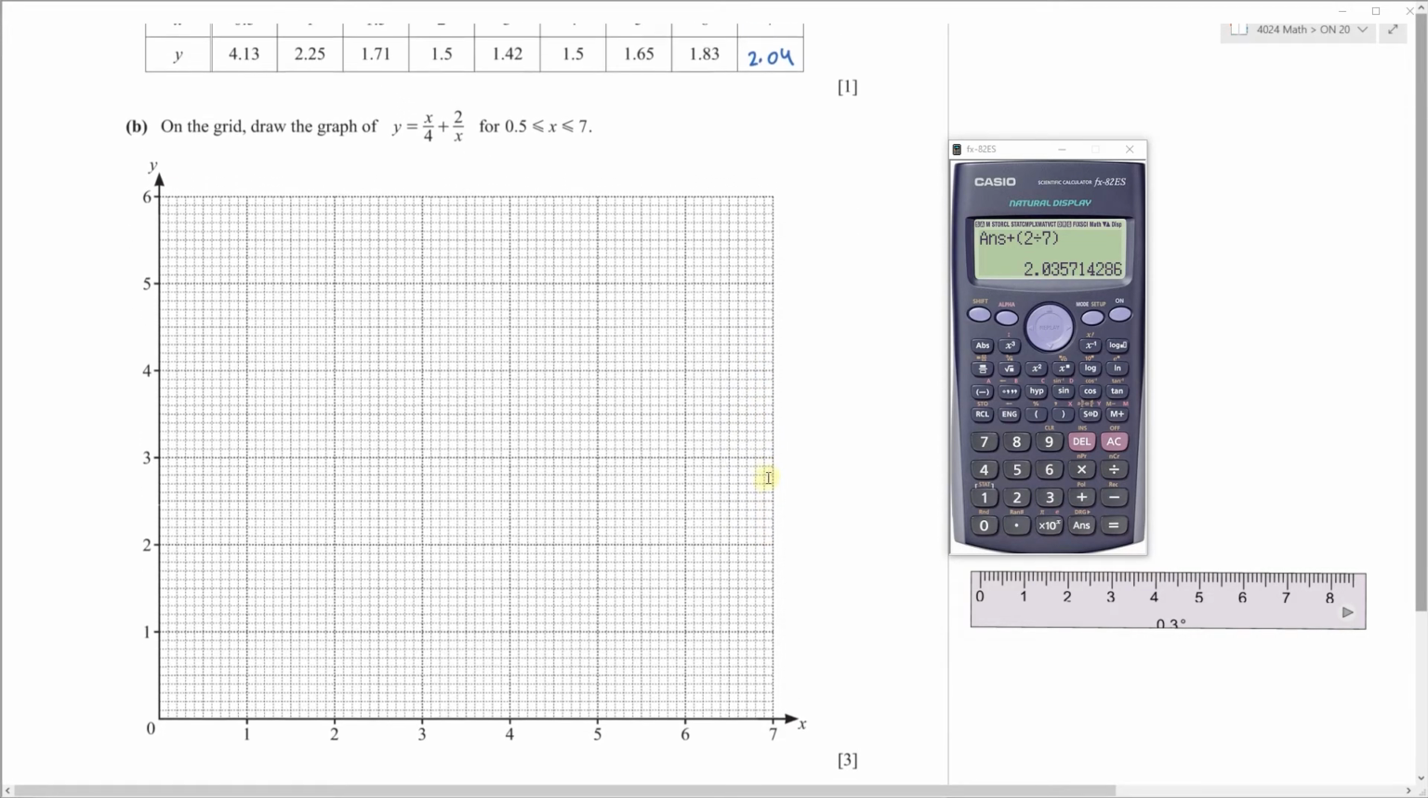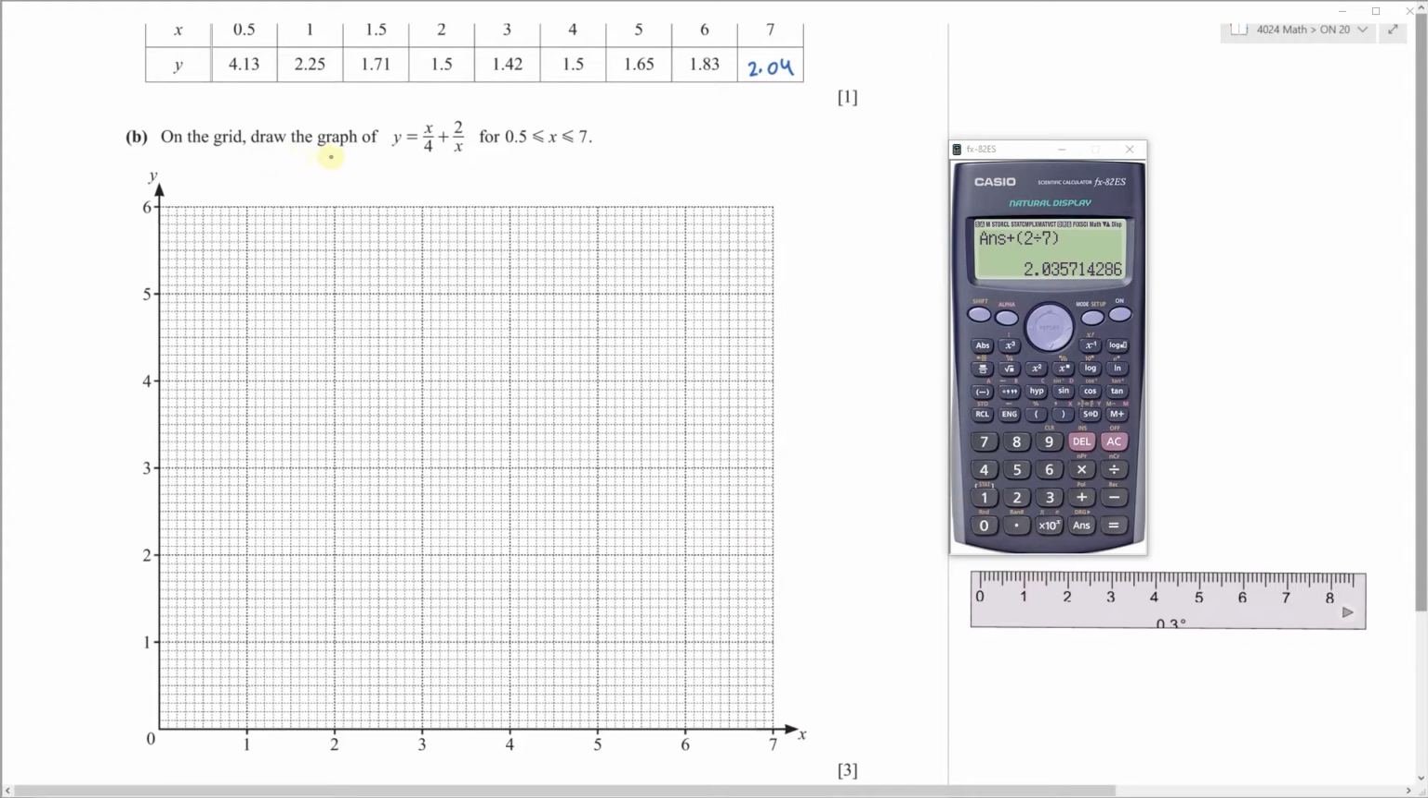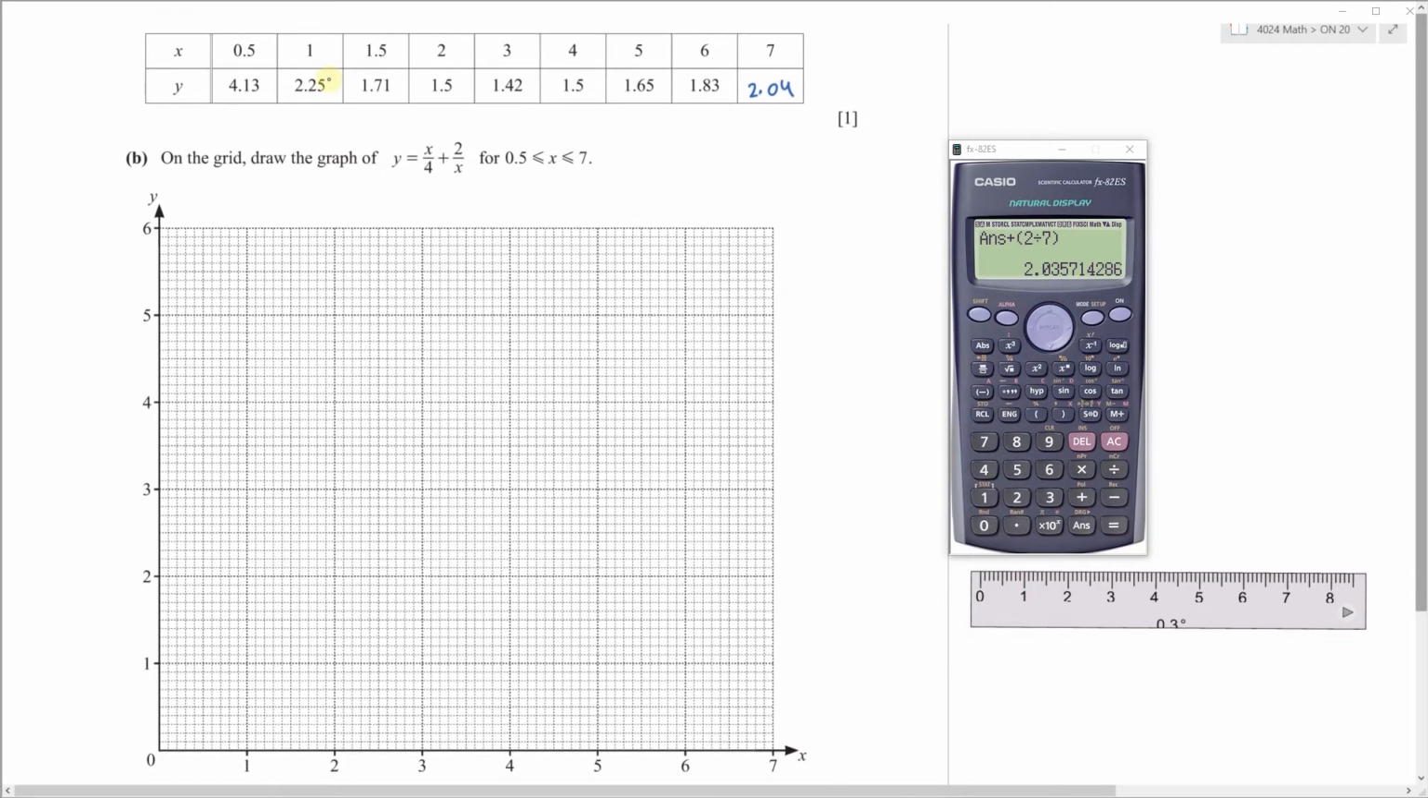And the next part is on the grid, draw the graph of y equals x over 4 plus 2 over x for this range. So basically you have to plot the table given above. So let's do that. So x value is 0.5, y value is 4.13. Each small block here represents 0.1, because 10 small blocks make up 1 on the x-axis as well as the y-axis. So 0.5 will be this and 4.13, so 4.1 is this, so it's very close to this.